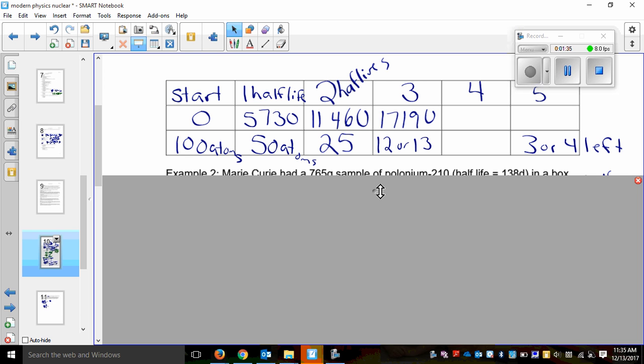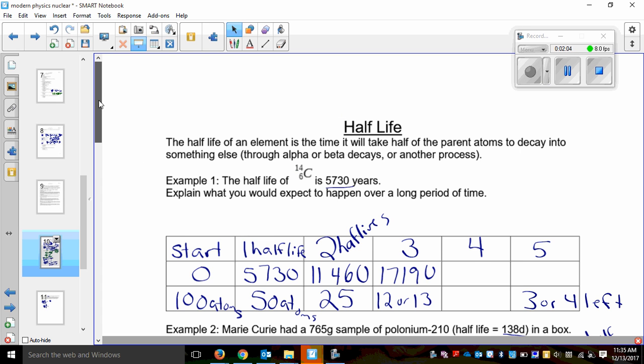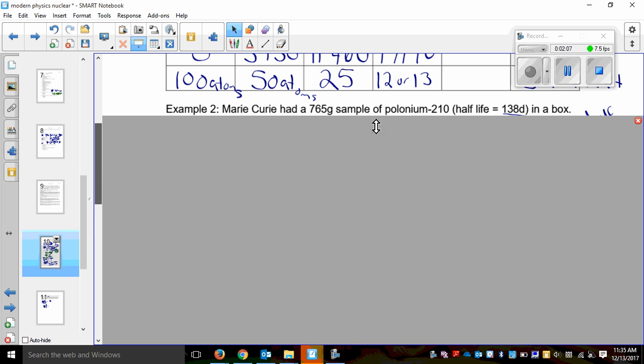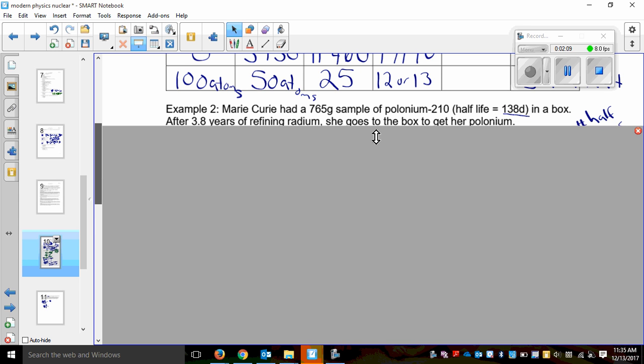And now we're going to bring in some math concepts. So if you've taken Pre-Cal 30, you've seen this before, but it's not that complicated. Okay, so Marie Curie had a 765 gram sample of polonium-210, and its half-life is 138 days. So same idea, only its half-life is 138 days instead of 5,730 years. So quite a bit shorter, much more unstable. After 3.8 years, she goes to the box to get her polonium.